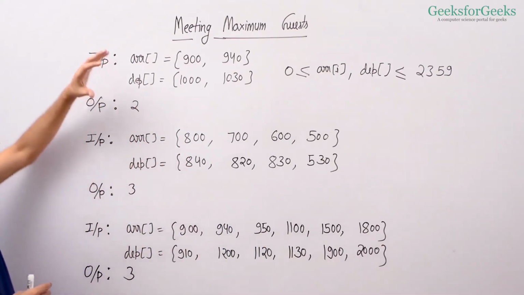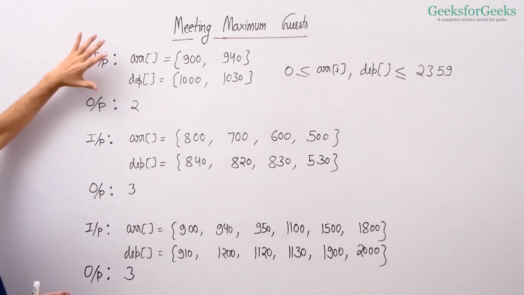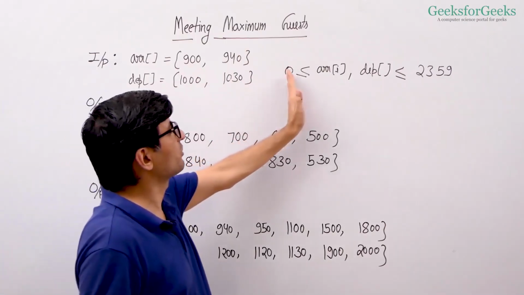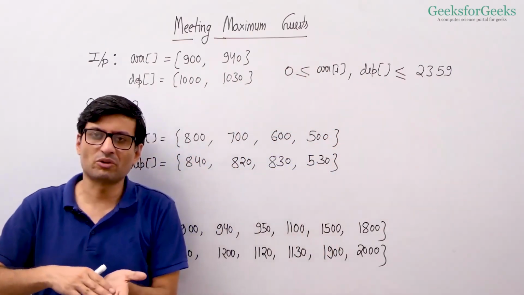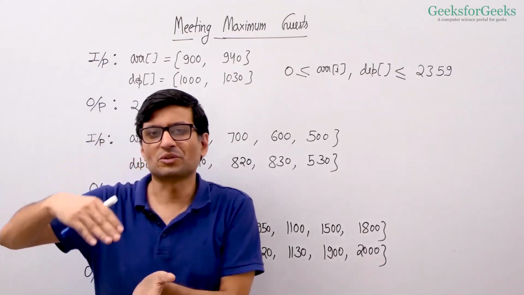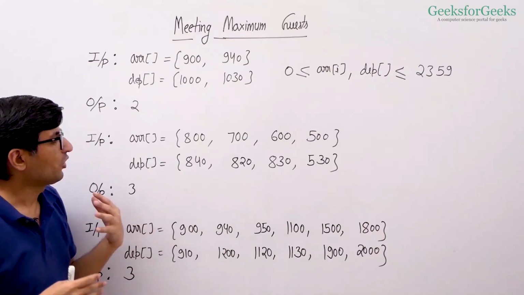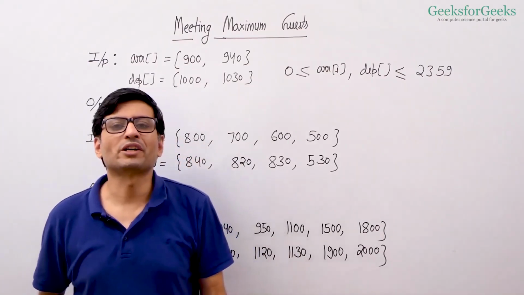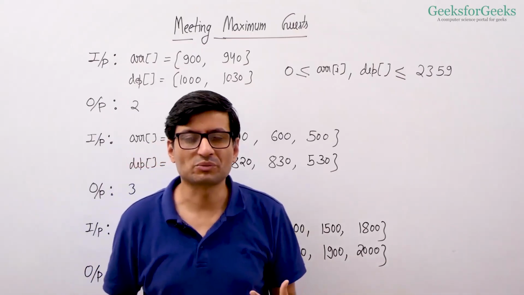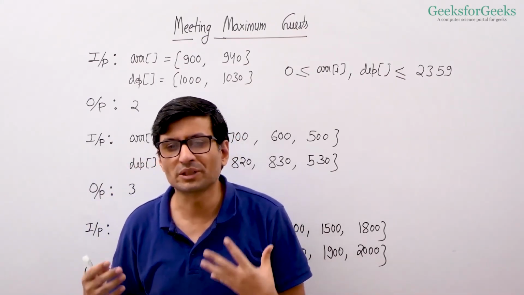So you have a list of guests apart from you who are going to come to the party and their arrival and departure times are going to be from 0 to 23:59, because the party goes from morning 00 to night 23:59. Your target is to meet the maximum guests. You want to go to the party so that you can meet the maximum guests, and your target is to find out how many maximum guests you can meet.